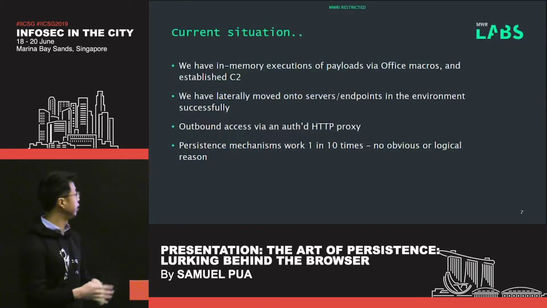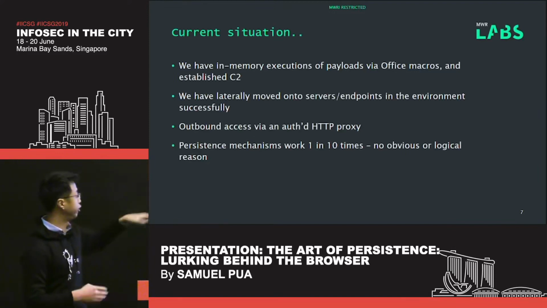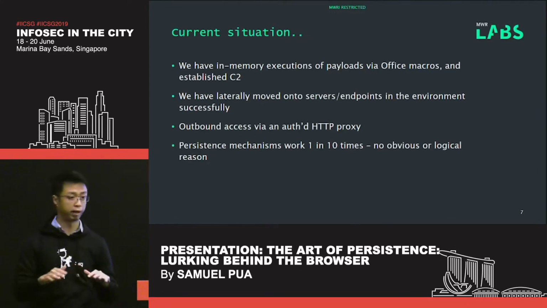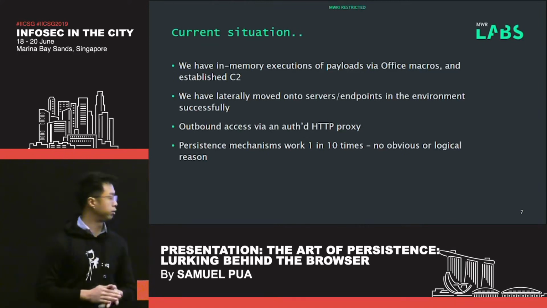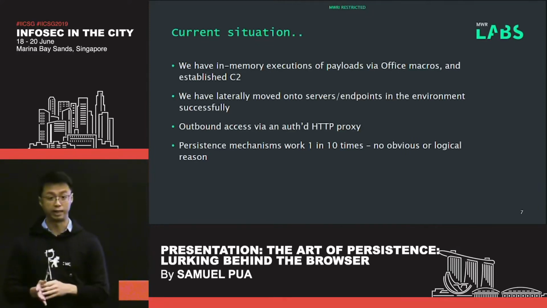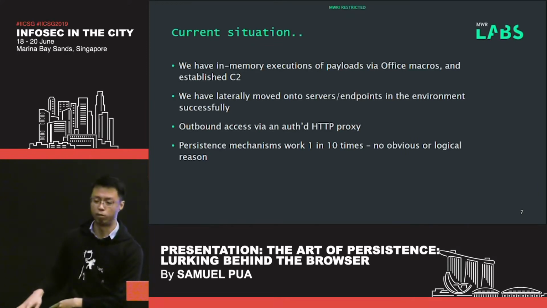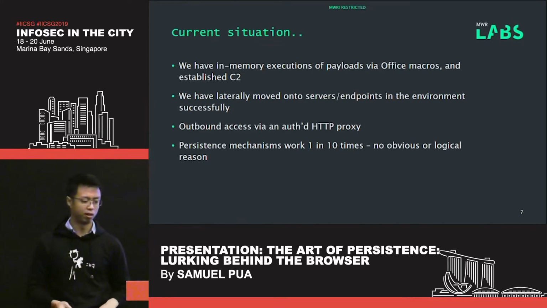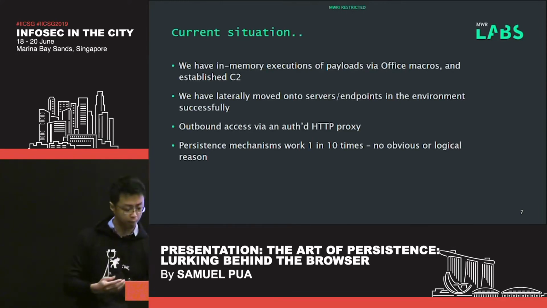So interestingly, as I was saying, we have an in-memory payload, and we have laterally moved into the endpoint. We have managed to get around, and we have outbound network access via authenticated HTTP proxy. But what was happening is that persistence mechanisms were working 1 out of 10 times. So we kind of know something was blocking us, but it was terrible at its job anyway. It worked 1 out of 10 times, and we were able to get an in-memory payload.